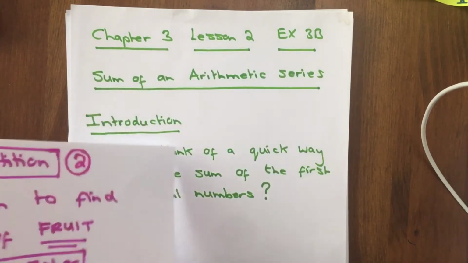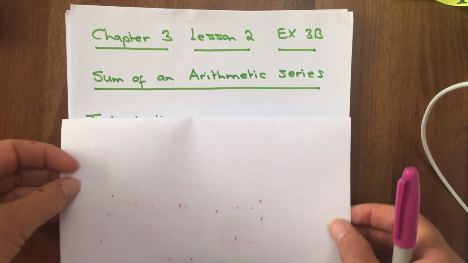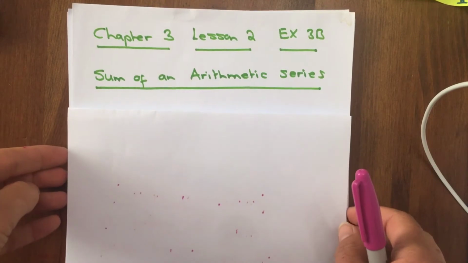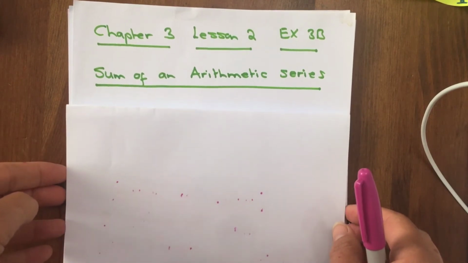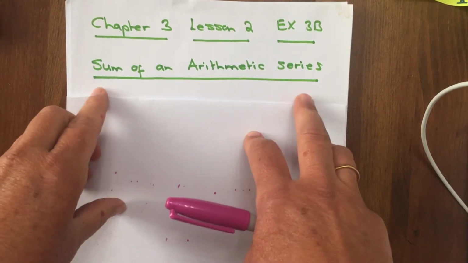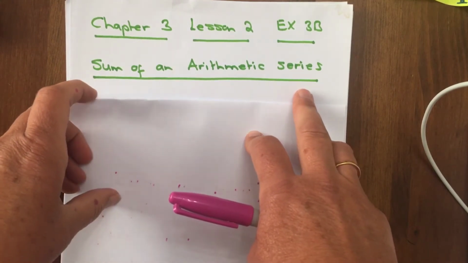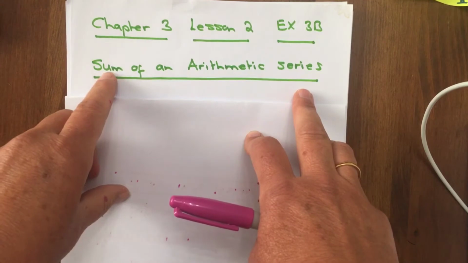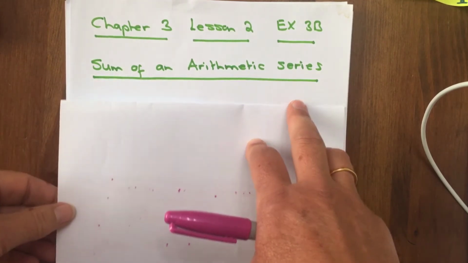Okay, so what is today all about? Today is on the sum of an arithmetic sequence. Write that title in your book: the sum of an arithmetic sequence. What I mean by sum is adding it all together.